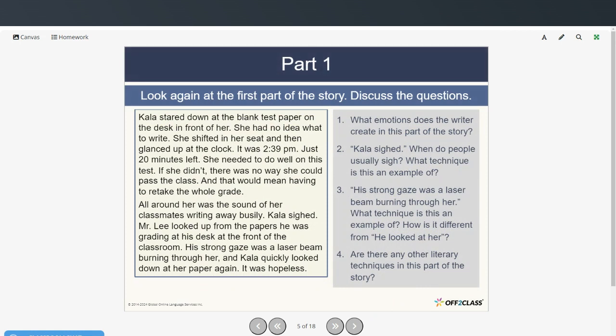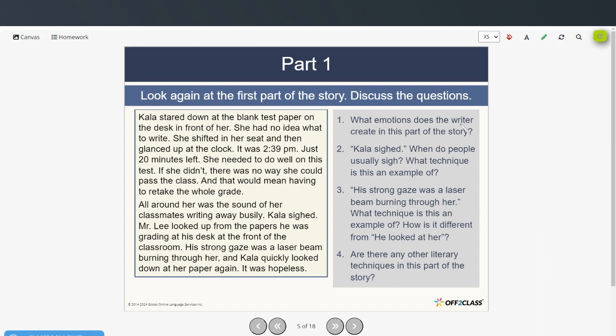All right, so we're going to look again at the first part of the story about Kayla and the test. And so then see if you can answer these questions. So again, you can pause the video, maybe reread this on your own if you need to refresh your memory, and then answer the questions, and then you can restart when you're ready to check your answers.